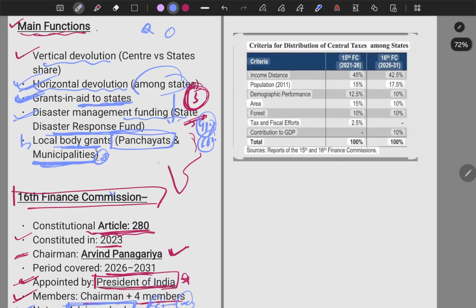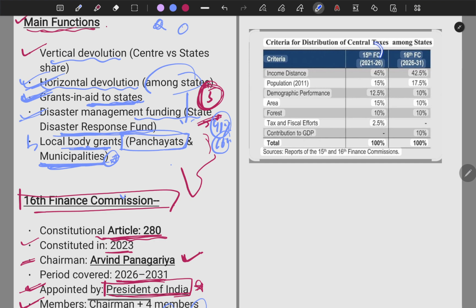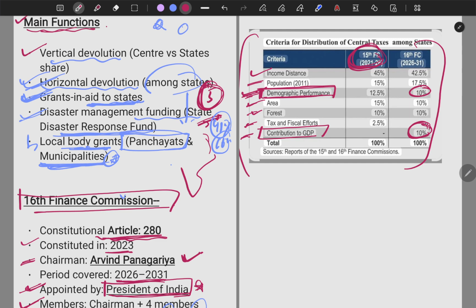So you can see some differences between the 15th and 16th Finance Commission. Income distance is a criterion, and population is there. Demographic performance, which was included only in the 15th Finance Commission, did not exist before the enactment of the 15th Finance Commission. The weightage here is 10%. Also area is there, forest is there, tax and fiscal efforts, and contribution to GDP. Remember this point: contribution to GDP has been included only in the 16th Finance Commission. So this much data you should remember, as this is factual.